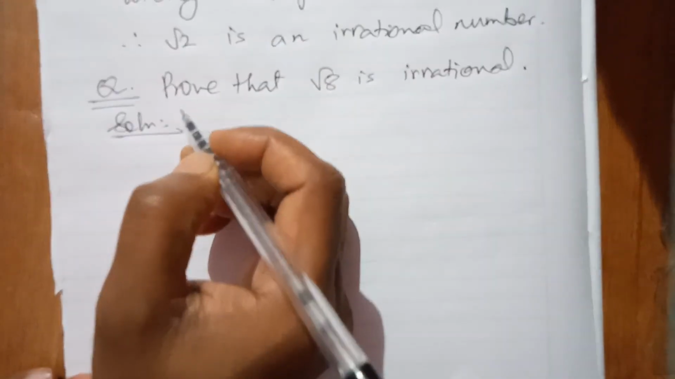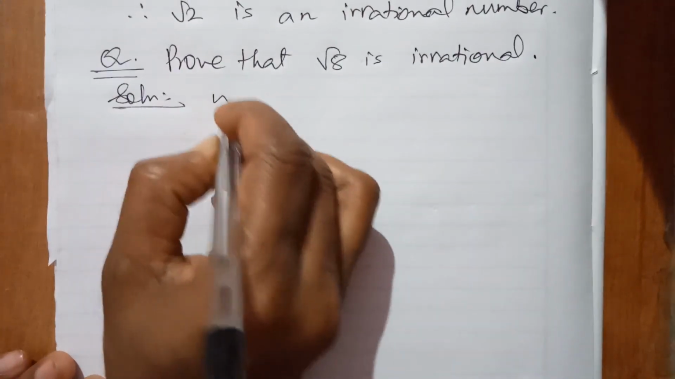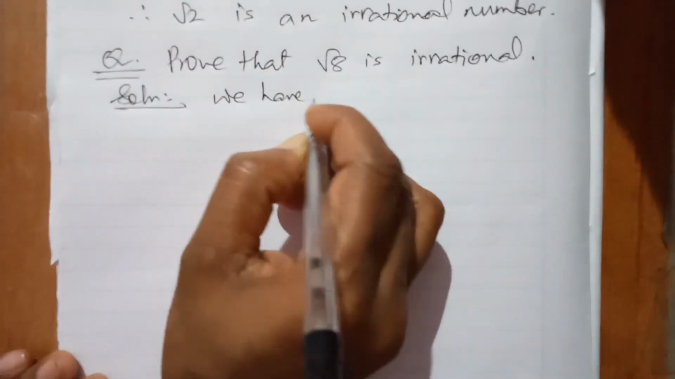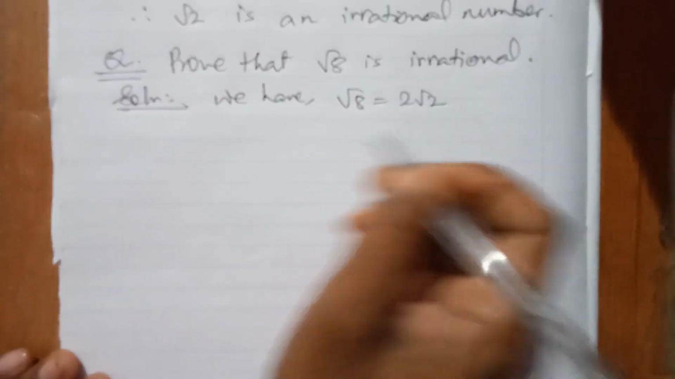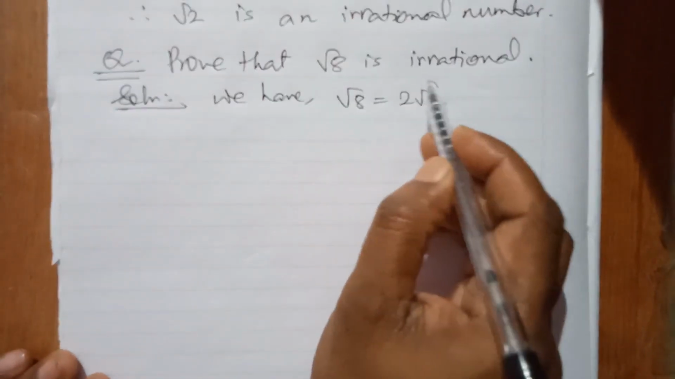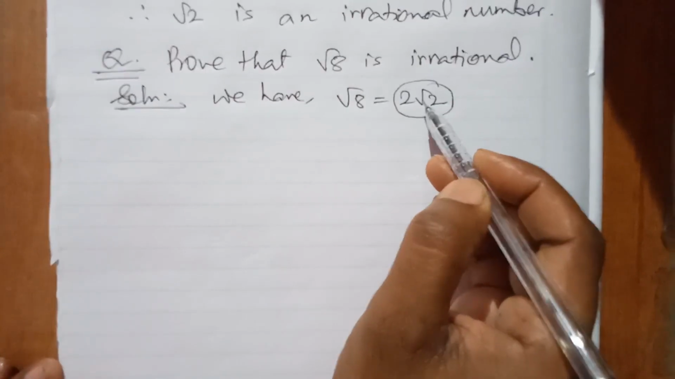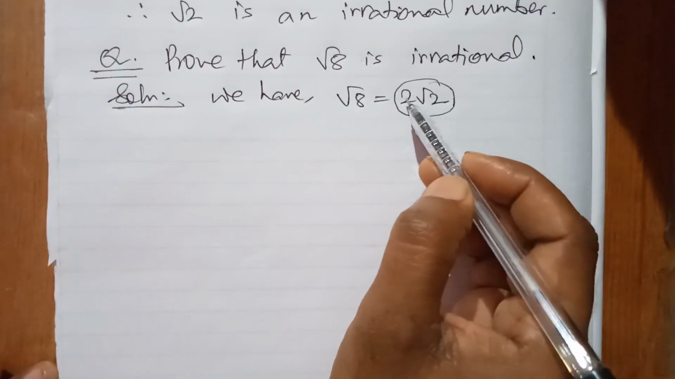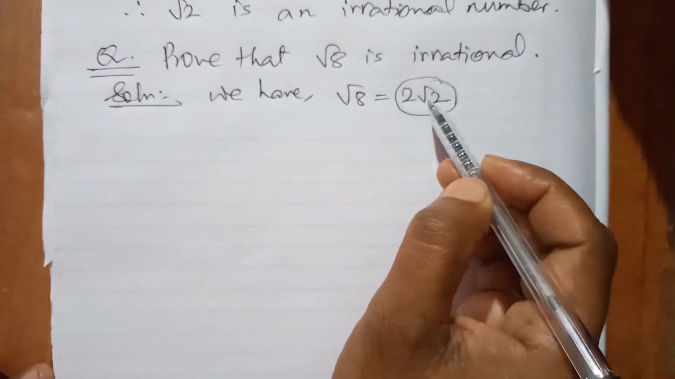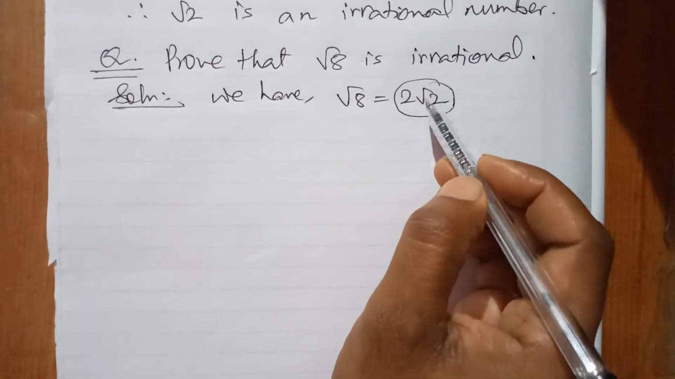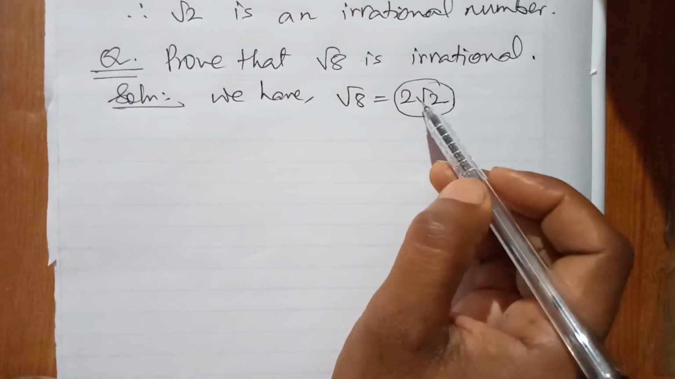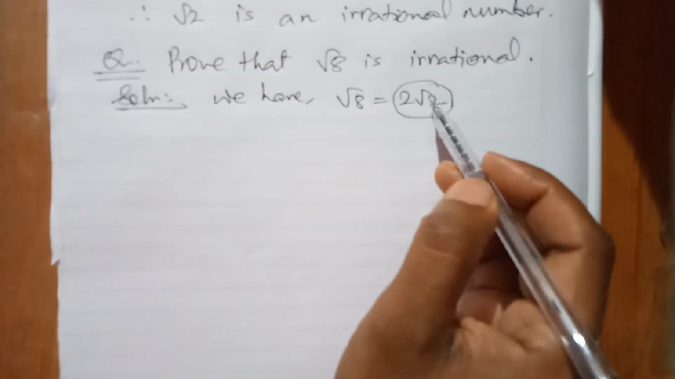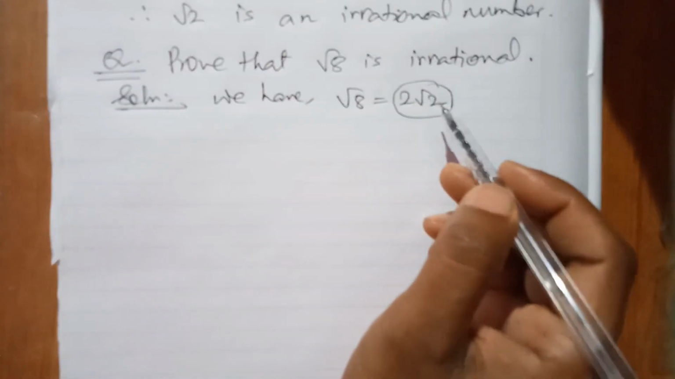Solution. In solution you write, we have root 8 equal to 2 root 2. So here it is clear that this term is a mixture of one rational number and one irrational number, because root 2 is already proved to be an irrational number. So if it is a mixture of rational and irrational, then our method will be easier. So see how we will solve it.